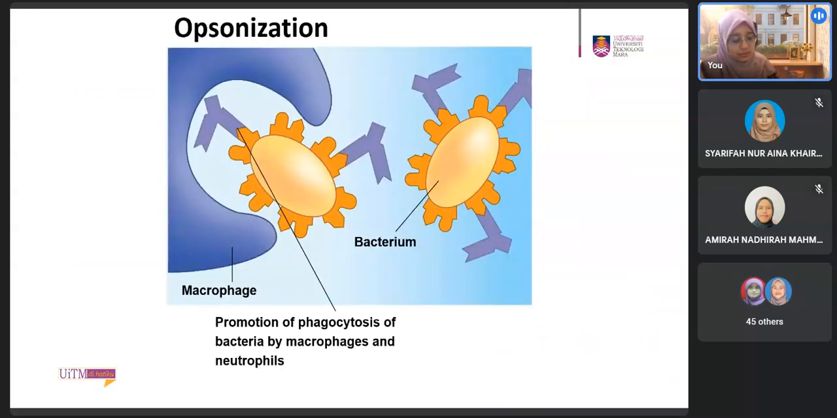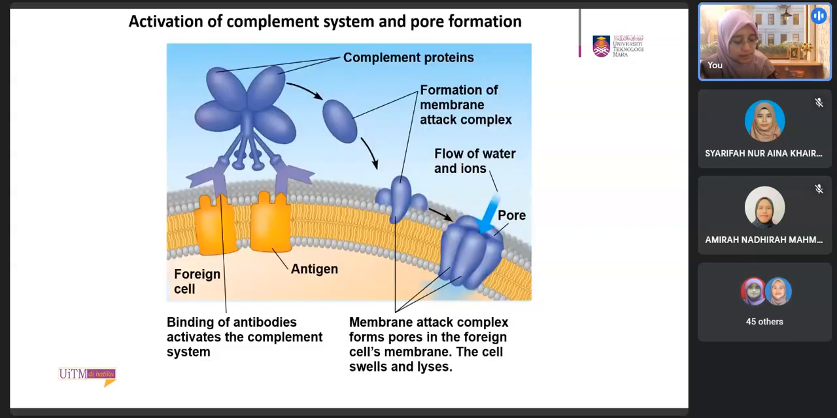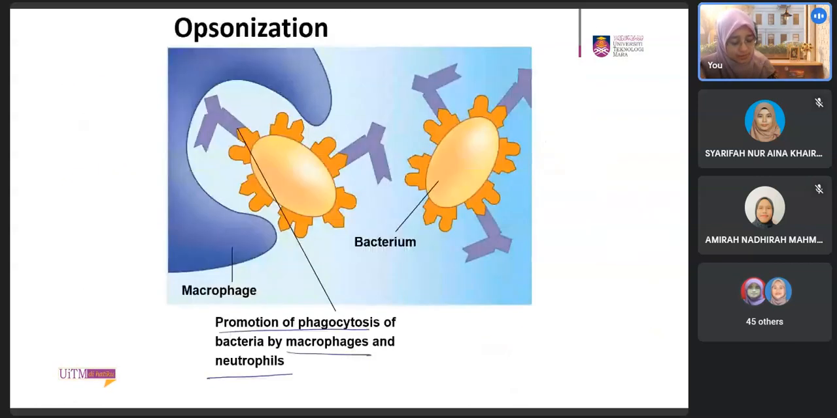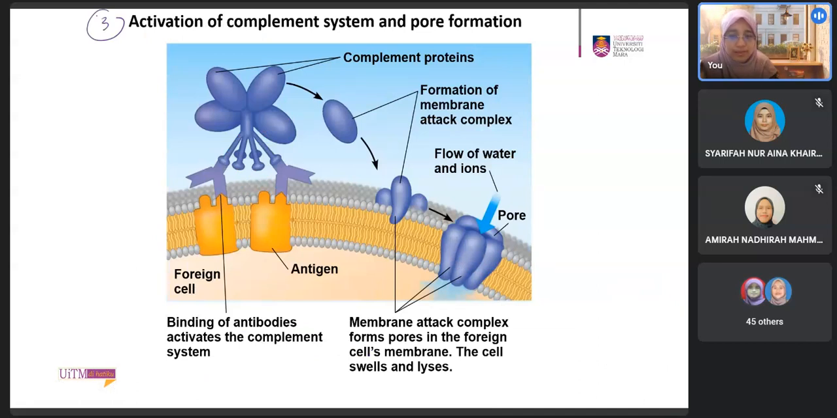Okay, so this is opsonization lah kan. So you have the virus, the antibody binds to the virus, or the bacteria or pathogen lah. Pathogen lah basically, paling senang. Pathogen can be bacteria, can be virus, can be whatever that enters into your body and causes you to get sick. Okay. So the interaction between the antibody and also the bacteria enhances the process of phagocytosis. Okay, promotion of phagocytosis of bacteria by macrophage and also neutrophils. Kan? Okay, so dia ada tiga lah kan. So kita ada neutralization, opsonization yang kedua. Okay, and then yang ketiga ni lah, activation of complement system and pore formation.